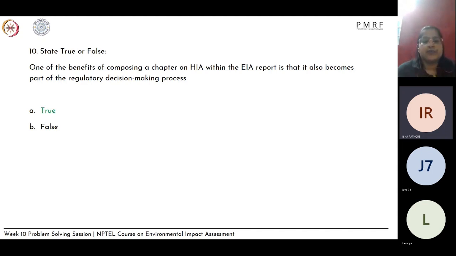So you can have HIA or health impact assessment matrices as a summary in all of the other chapters on different components in the EIA report. But if you have a separate chapter on health impact assessment in the EIA report, you also have to make decisions and have regulations towards achieving the health impact mitigations or enhancements as promised in the EIA report. So that is one of the advantages of having a separate HIA chapter in the EIA report. So the statement was true.